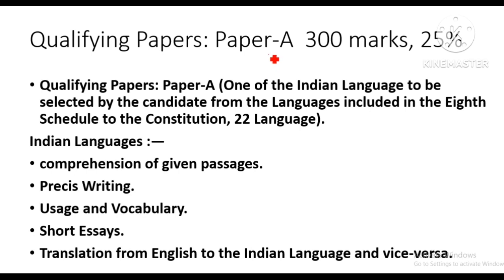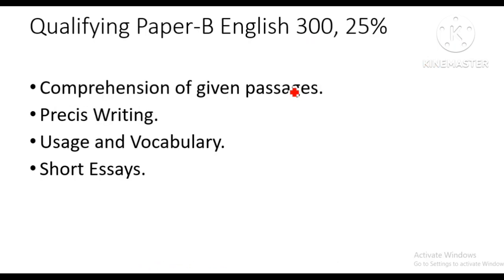In qualifying paper A, which carries 300 marks, you need to score just 25%, and there are 22 languages in the 8th Schedule of our constitution. You have to choose any one. After that, you have to write comprehension of a given passage, precis writing will be there, usage and vocabulary will be there, short essays will be there, and translation from English to the Indian language and vice versa. And paper B, which is also qualifying in nature, is also called the English paper. You have to score just 25%, that means 75 out of 300.